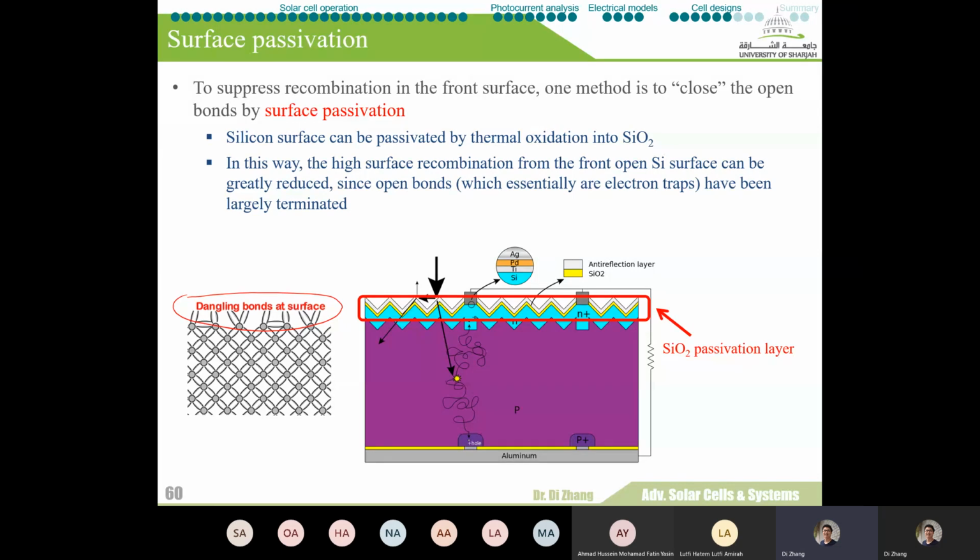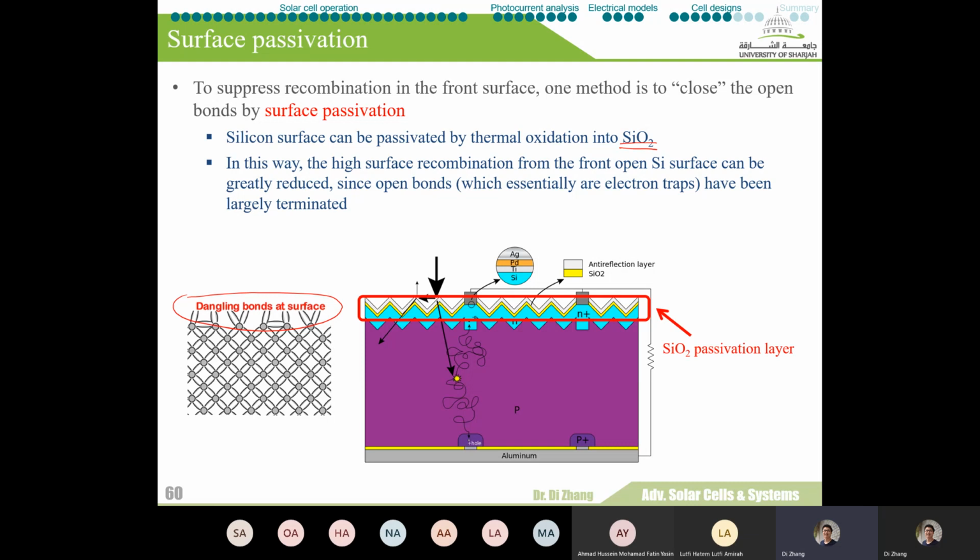The origin of the losses is typically that we have a lot of open or dangling bonds near the surface. And if somehow, through additional bonding or through additional treatment, we can close these bonds, then in this way we will be able to reduce the surface recombination. So for silicon, a very typical method to passivate the surface is by attaching oxygen atoms to the surface, and then we can form very stable silicon dioxide.